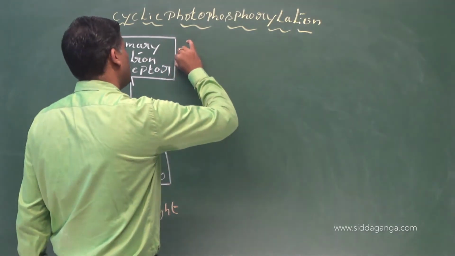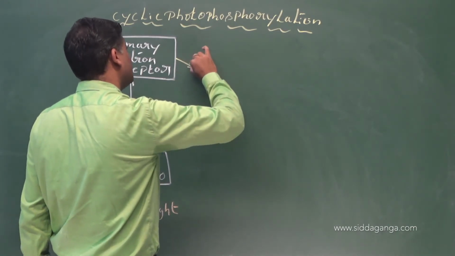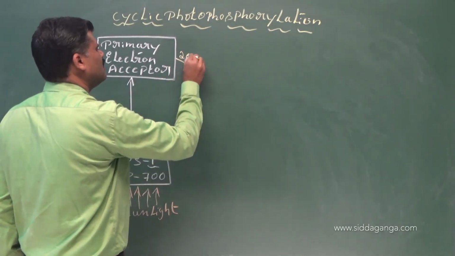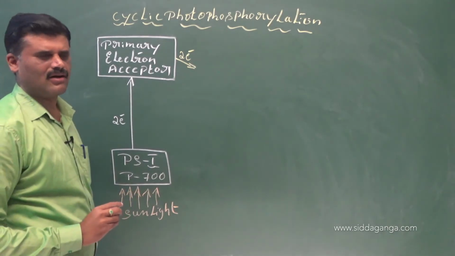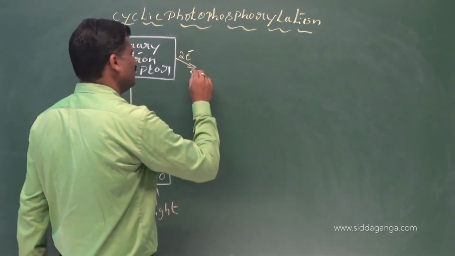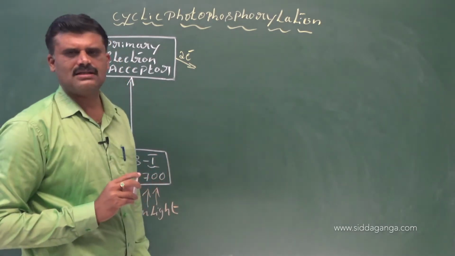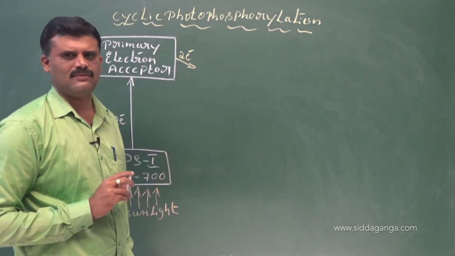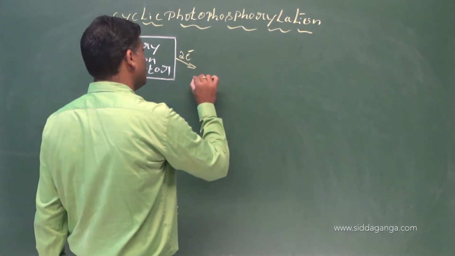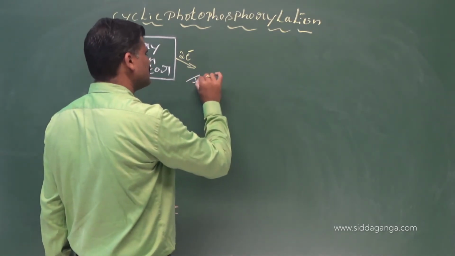From the primary electron acceptor, next what happens? It also undergoes the excitation state, then it also emits energy rich electrons, and those electrons are accepted by a series of electron acceptors present in the electron transport system. The first one we call ferredoxin.